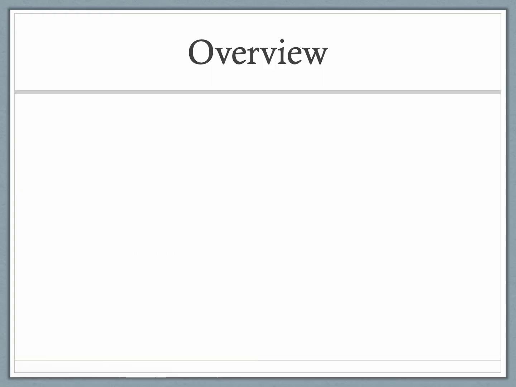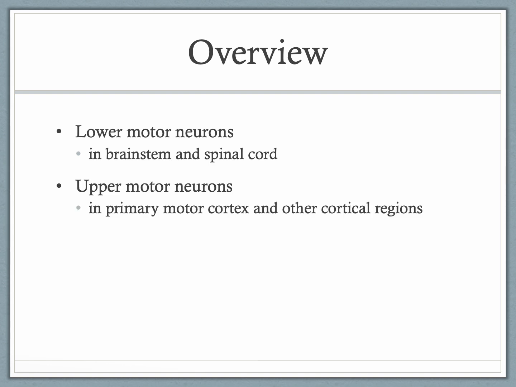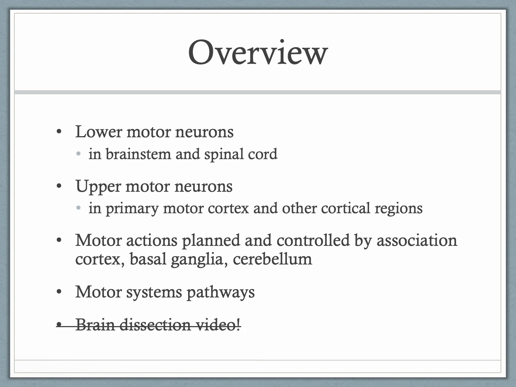So, the motor system overview: lower motor neurons are in the brainstem and spinal cord, and upper motor neurons are in the primary motor cortex and other cortical regions. Motor actions are planned and controlled by association cortex, basal ganglia, and cerebellum. Motor system pathways and brain dissection video.